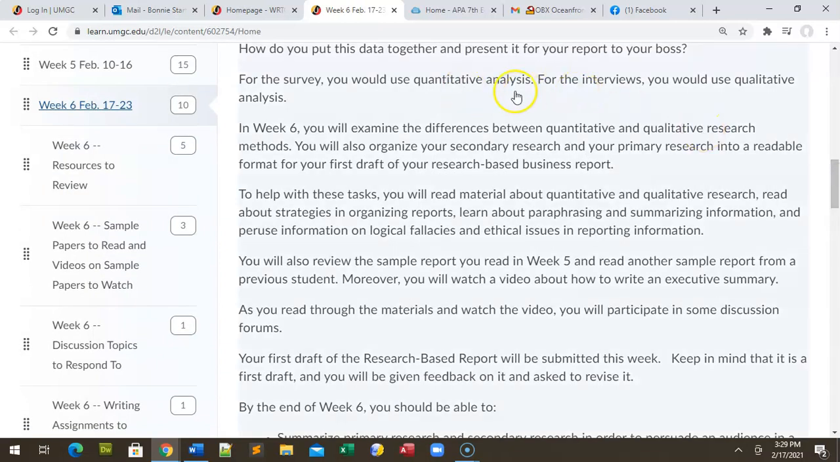For your survey, you'll use quantitative analysis. Make sure that you've got enough people being interviewed for it to be significant. And then for the interviews themselves, you'll use qualitative analysis, making sure that you're asking the right questions.